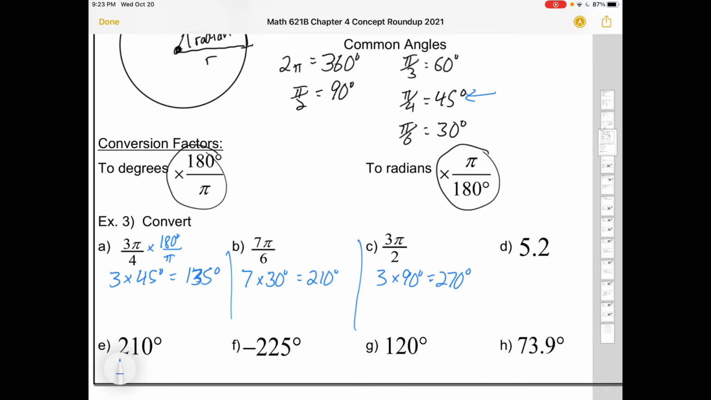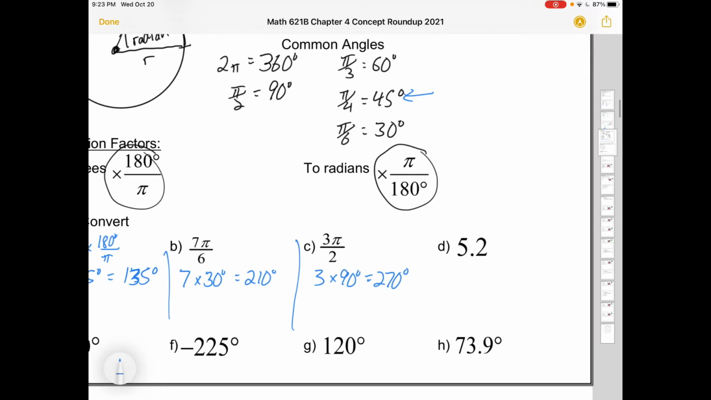D, we're kind of out of luck. That's not got anything to do with our common angles. So I think here we're going to have to suck it up and actually multiply by 180 over pi. When we do that, we're going to get about 298 degrees, and you would do that in your calculator.